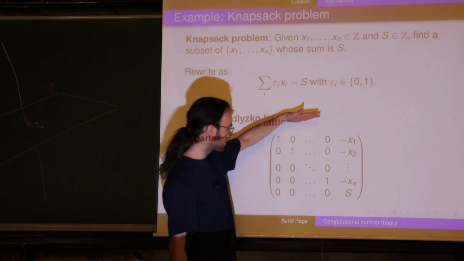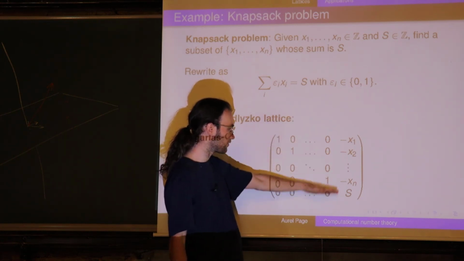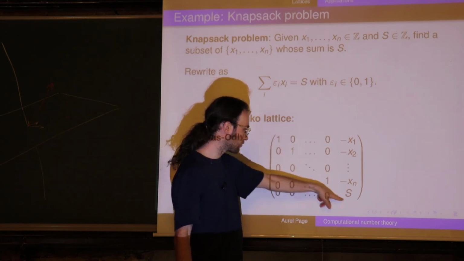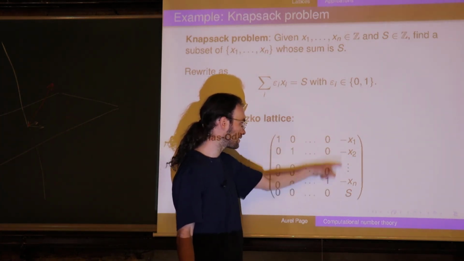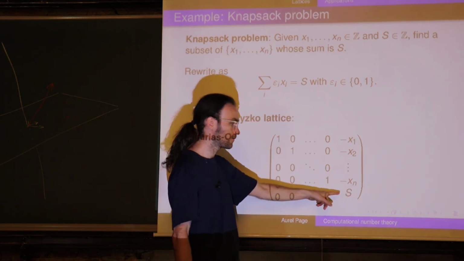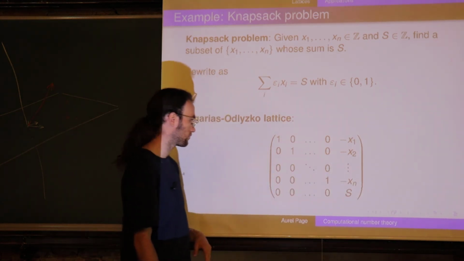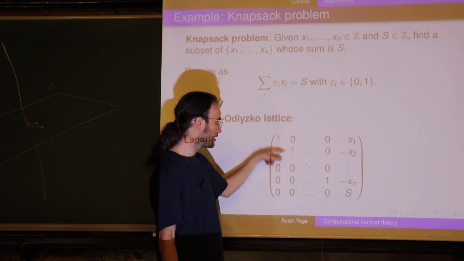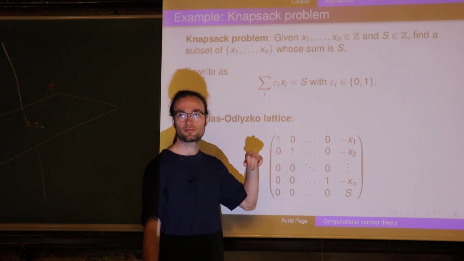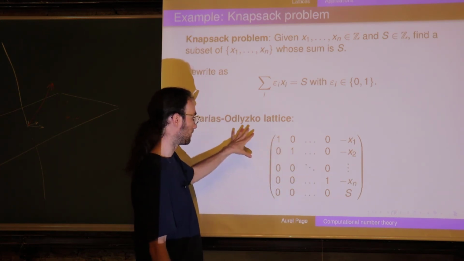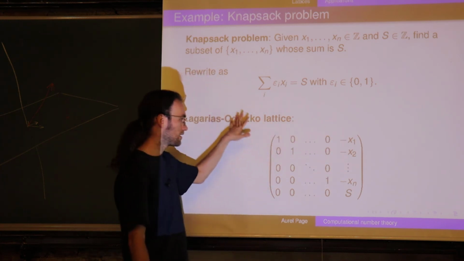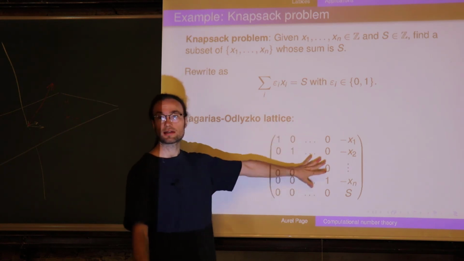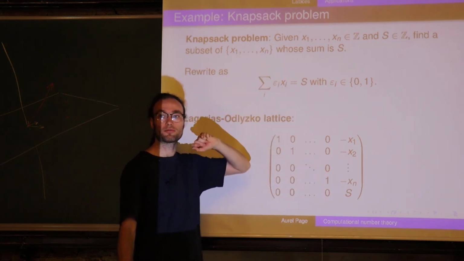And so if you look at linear combinations of the columns here, you will get something small as long as the sum here is small. That is, if the sum of the xi's is close to s, and ideally you want the sum to be equal to s. And the fact that you have ones here will force the coefficients to be small. So depending on the size of the xi's, solving a short vector problem on this lattice will actually give you a solution of the original problem.